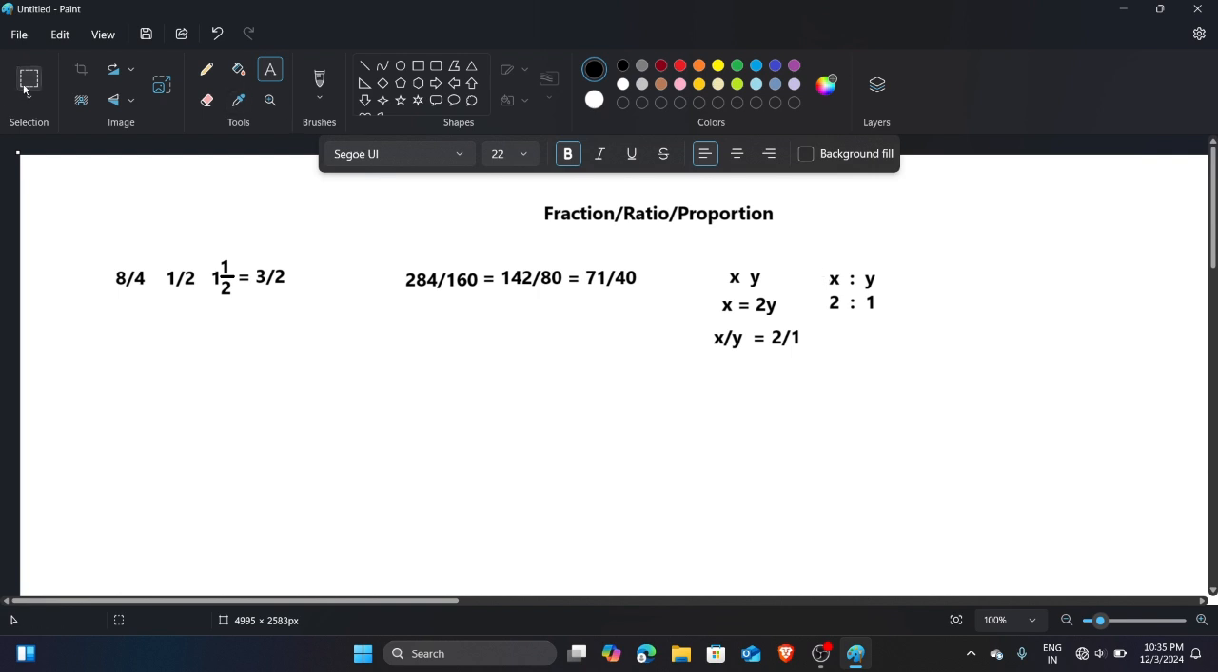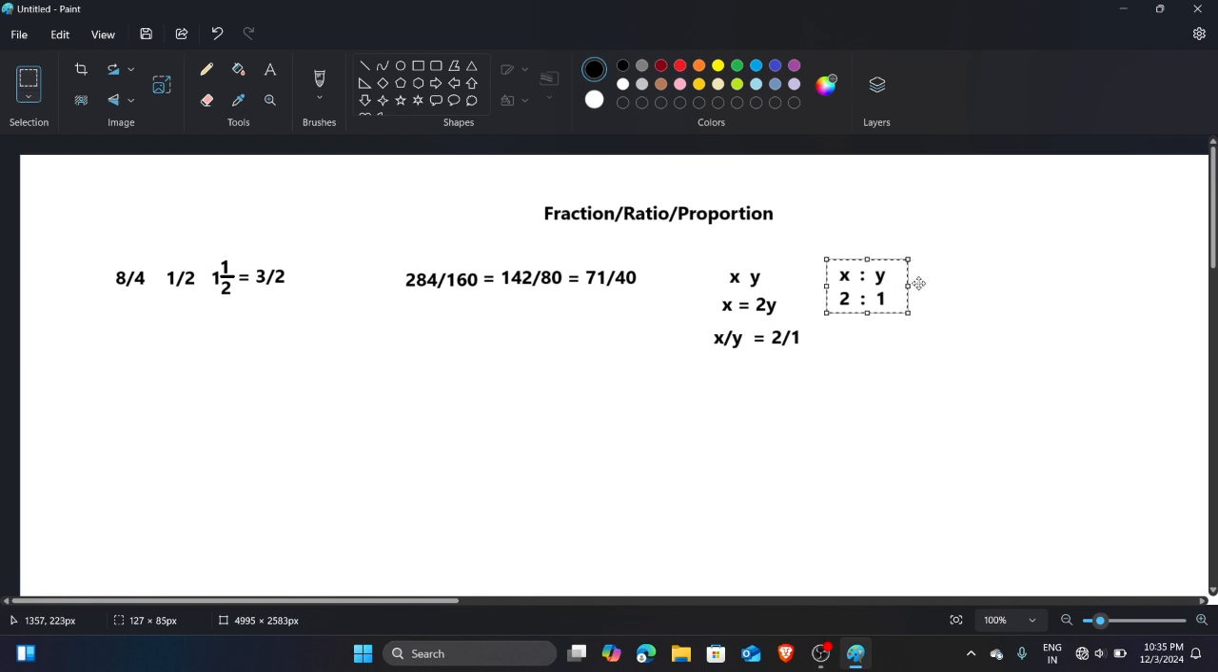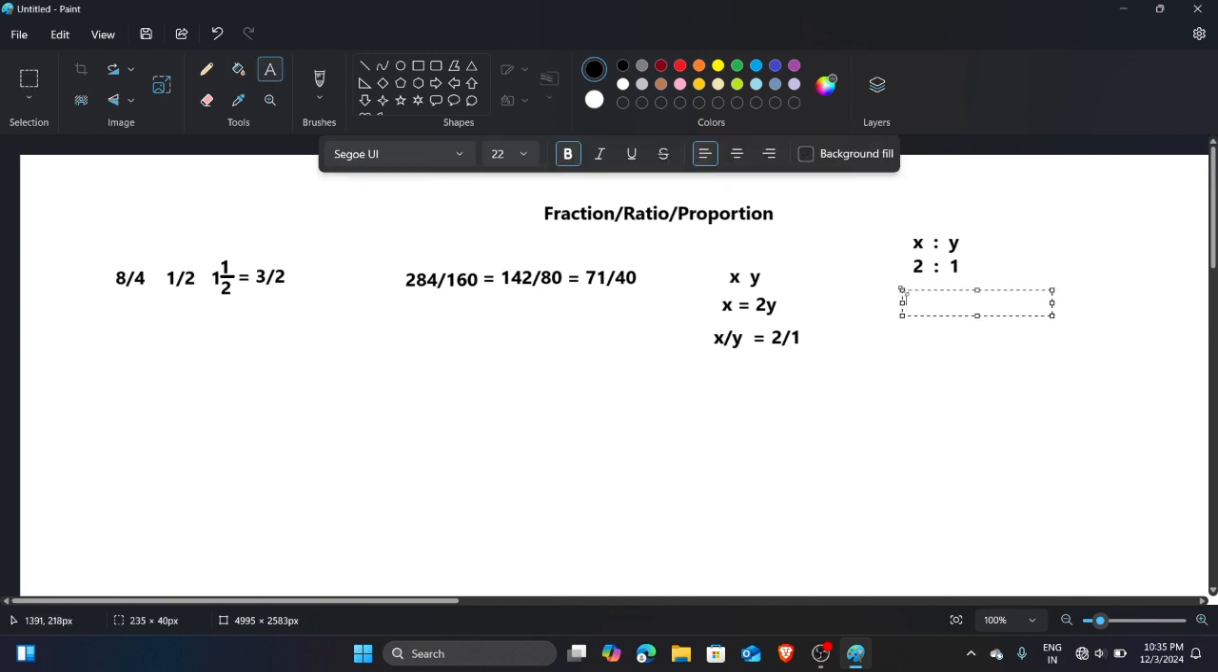I'll make some space. Suppose x could be the number 12, and y can be 6. When you divide this number by 6, you get 2 and 1, because 6 times 1 is 6, and 6 times 2 is 12. So this and this are both equal in terms of ratio.